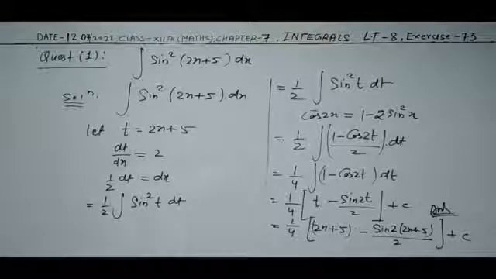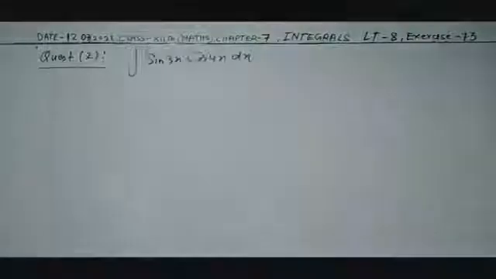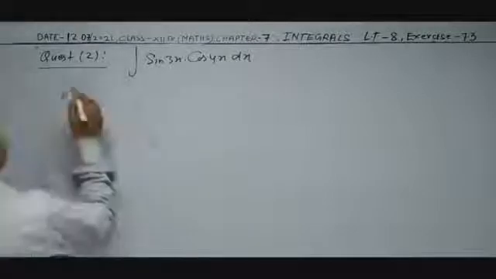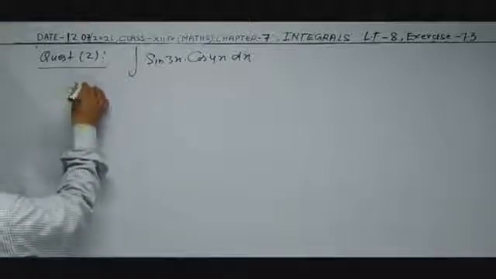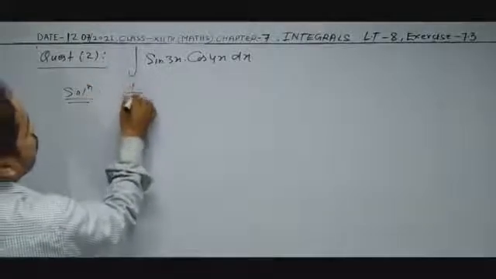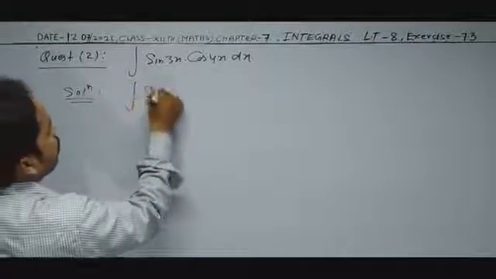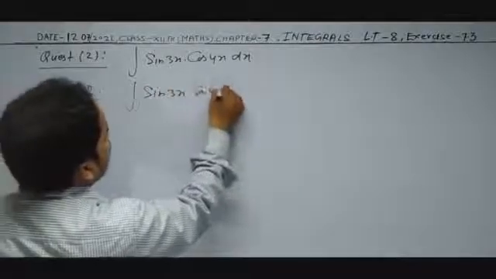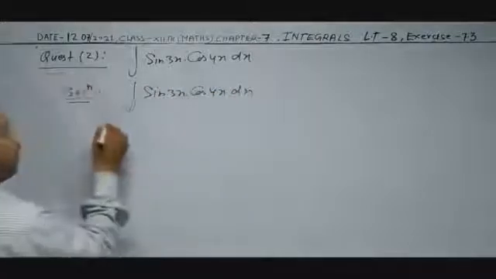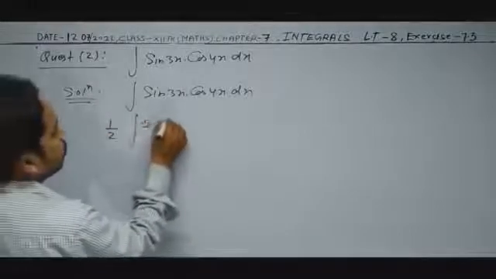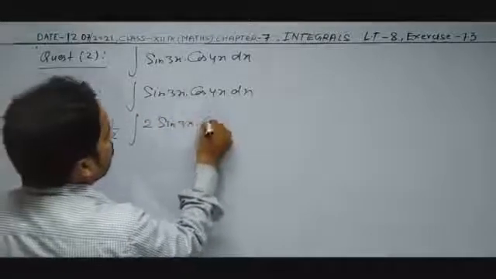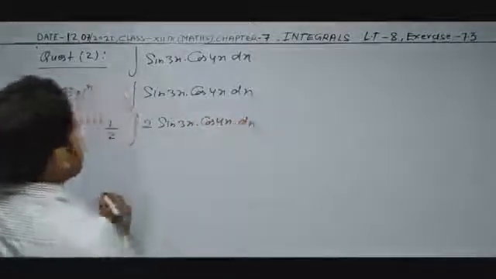Now come to question number 2. Question number 2 is: integrate the function sine of 3x into cos of 4x. So now we have to rationalize this trigonometric function. Suppose we are going to rationalize by 2. First of all, write the integral: sine of 3x into cos of 4x dx. Now we have to rationalize by 2, so 2 times sine 3x cos 4x dx.